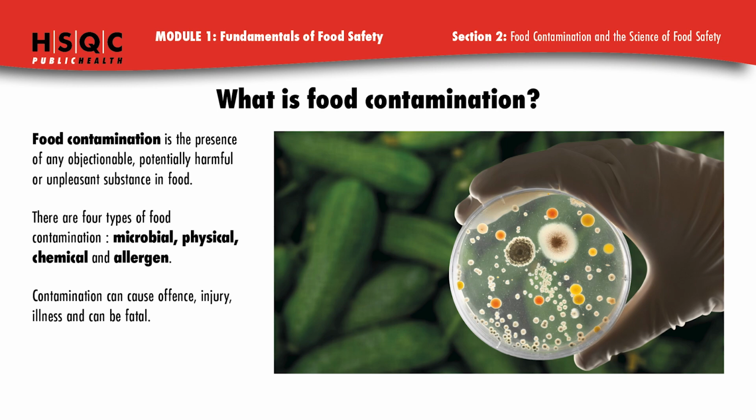What is food contamination? Food contamination is the presence of any objectionable, potentially harmful or unpleasant substance in food. There are 4 types of food contamination: microbial, physical, chemical, and allergen. Contamination can cause offence, injury, illness, and can be fatal.